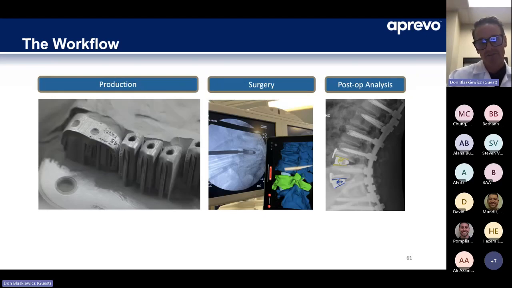These are produced, and then during surgery, for those of us that have used it, when you put this in, it's almost like a lock and key type thing. It sits right in the intended spot, and it really has good tactile haptic confirmation that it's where it needs to be. And then you can do your intraoperative analysis to make sure your plan is reconciled.